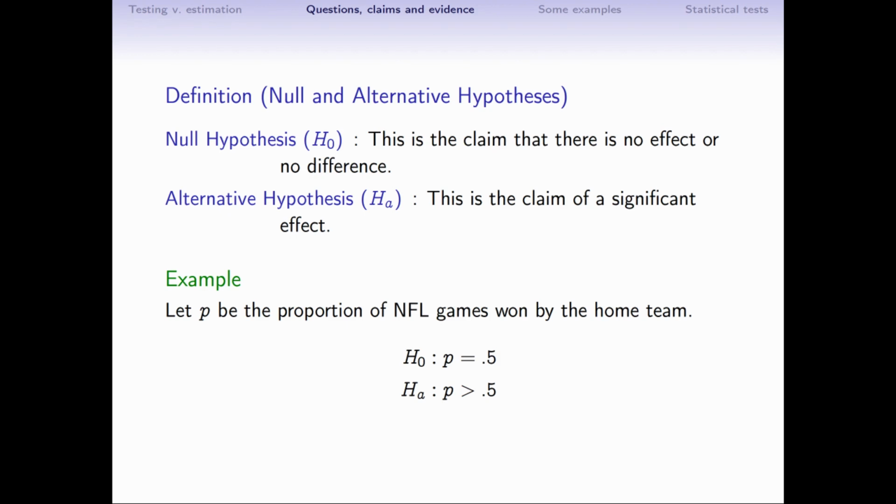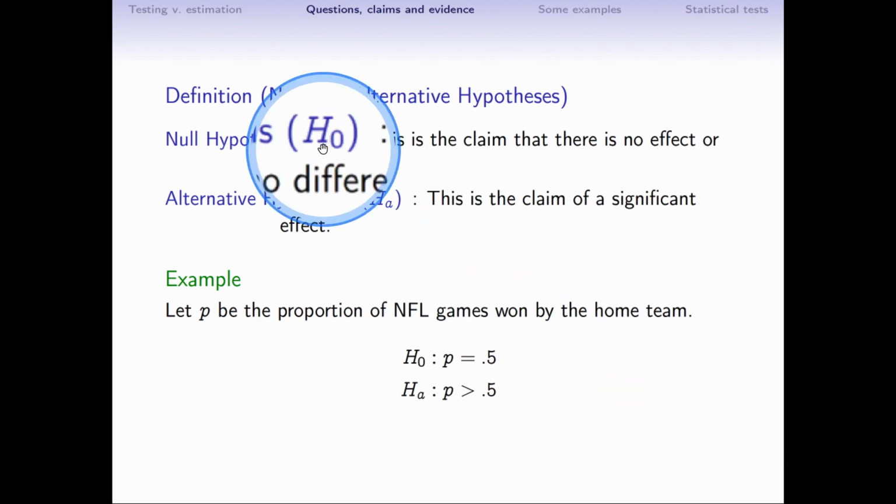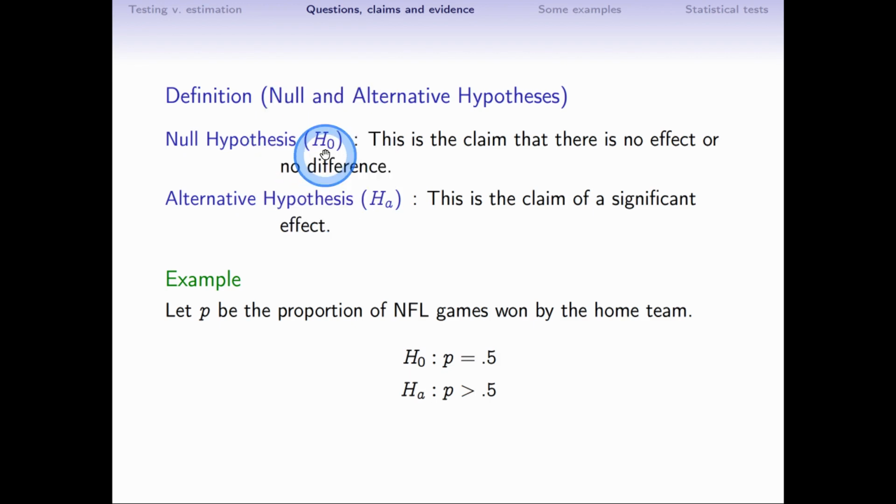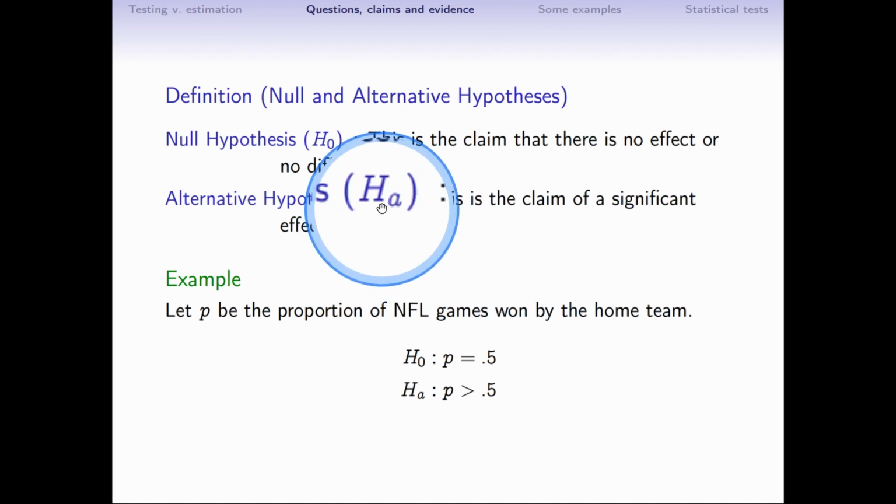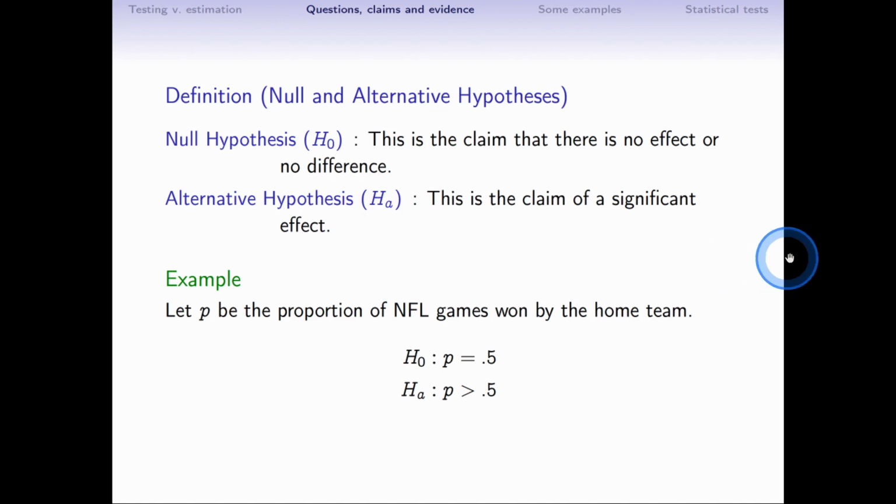So here are the technical definitions of the null and alternative hypotheses. The null hypothesis is often denoted by H sub 0, and it's read H naught. This is the claim that there is no effect or the claim of no difference. The alternative hypothesis is often denoted by H sub A or sometimes by H sub 1, and this is the claim of a significant effect.